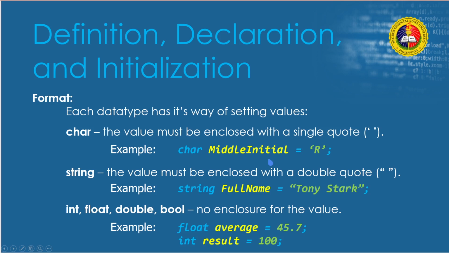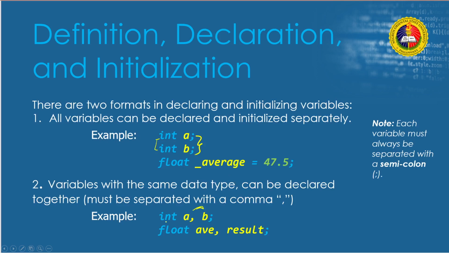So this is the first format. We can just write them individually. However, if both A and B variables have the same data type, which is int, we can just write it this way: int A, comma B. The compiler will automatically know that both A and B are integers. But this will only apply if both of them have the same data type. Another example is float. For average and result, both of them are decimal points, therefore we can just write it this way: float average, comma, result. Alright?